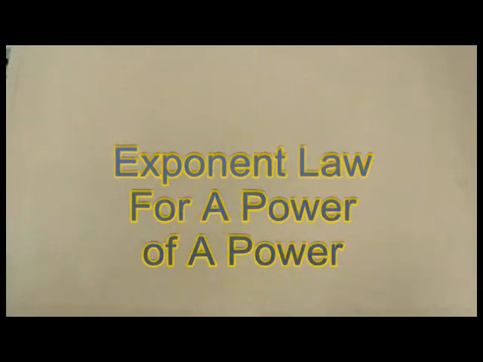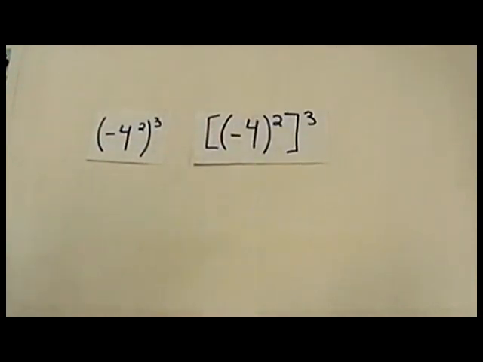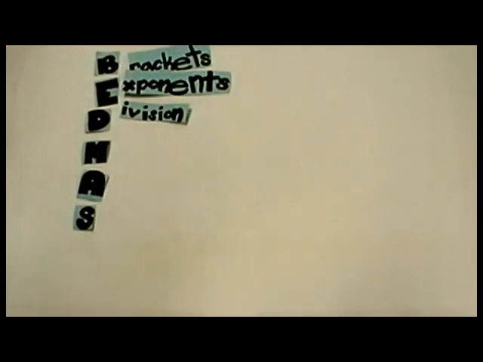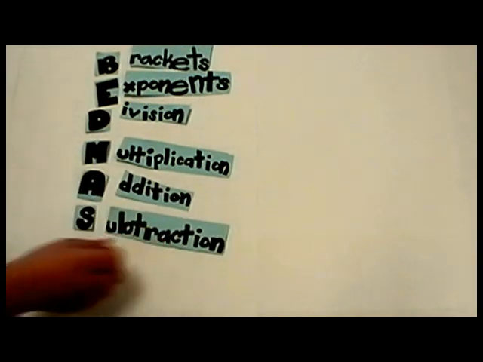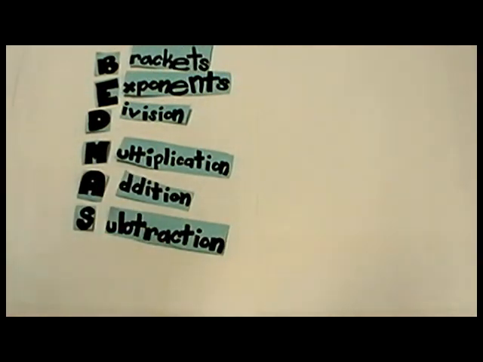We will be comparing the values of these powers. To solve these equations, you'll need to know BEDMAS. BEDMAS stands for brackets, exponents, division, multiplication, addition, and subtraction. These are the orders of operation. Now let's begin with the first power.